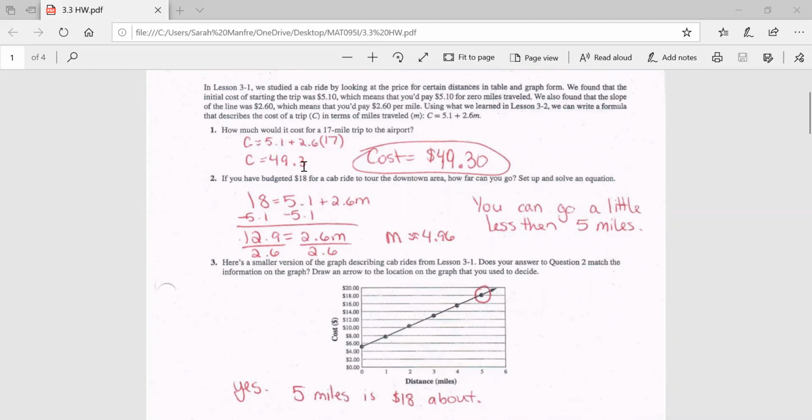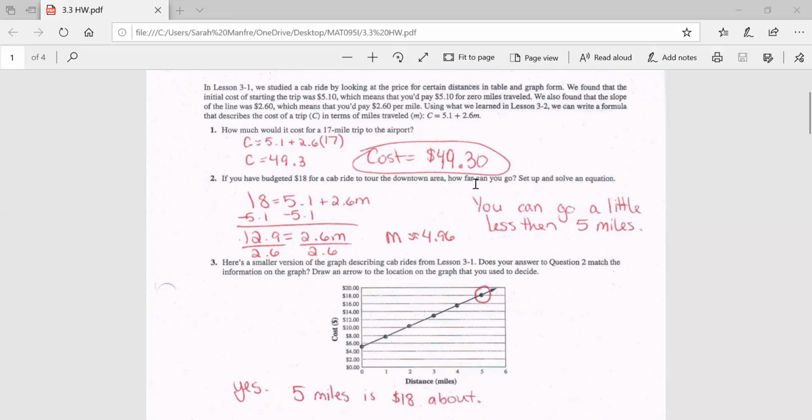Two things to note. One, I had to multiply first, so 2.6 times 17 first, then take your answer and add 5.1. And also, because we're dealing with cost, money, make sure that you add a 0 after the 0.3, because you would never pay somebody $49.3. You would pay someone $49.30.